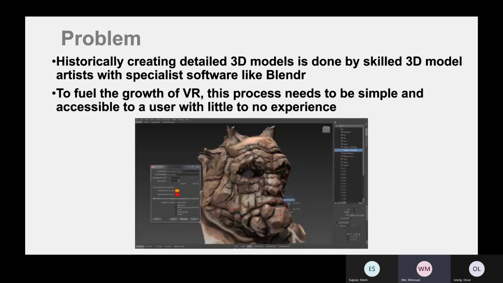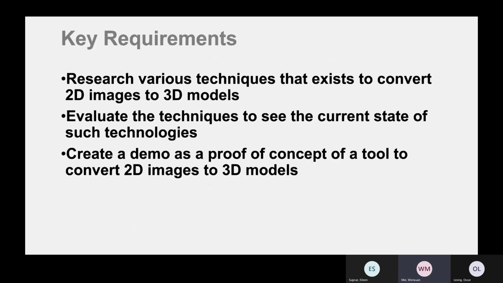We want to make the process of 3D modeling simple and accessible to users with little or no experience. Based on the background and the problem, there are three key requirements to our project. Research techniques to convert 2D images into 3D models, evaluate the techniques, and create a proof of concept tool.